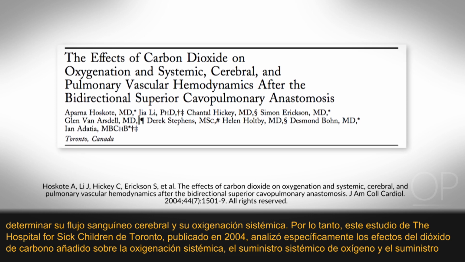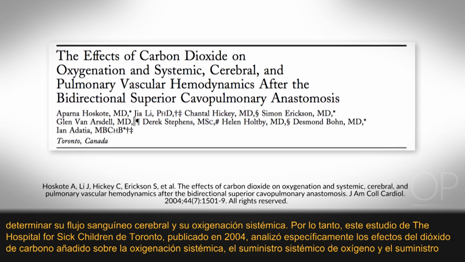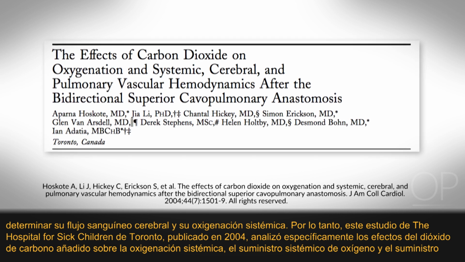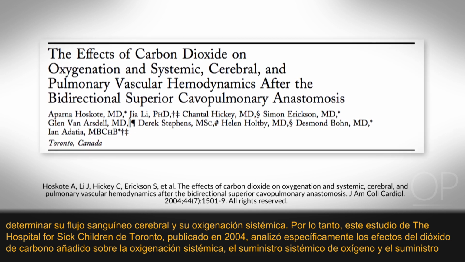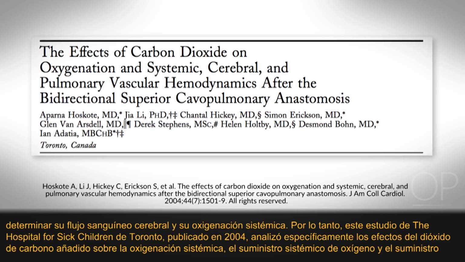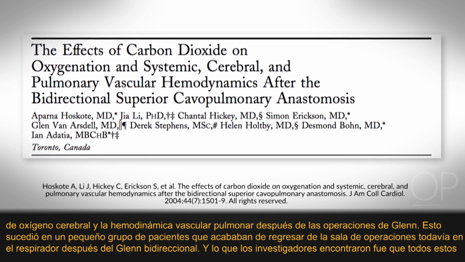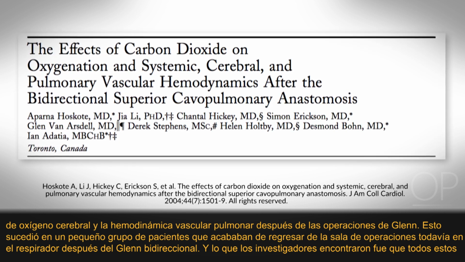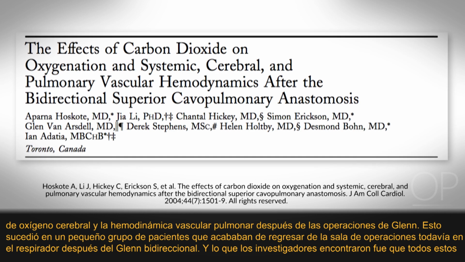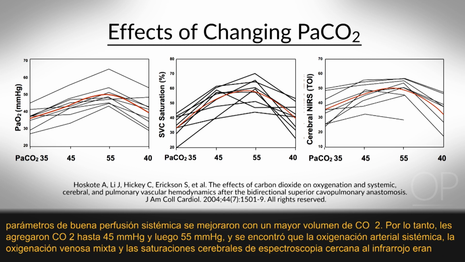This study from Toronto, published in 2004, looked specifically at the effects of added carbon dioxide on systemic oxygenation, systemic oxygen delivery, cerebral oxygen delivery, and pulmonary vascular hemodynamics after Glenn operations. This was in a small group of patients who had just come back from the operating room, still ventilated after bidirectional Glenns. The investigators found that all of these parameters of good systemic perfusion were improved with a higher CO2.